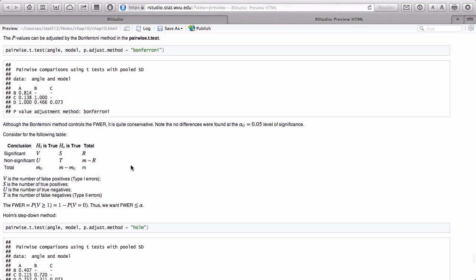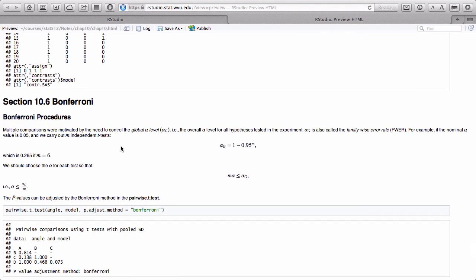What Bonferroni simply does is this: if I want alpha sub g, the global, to be controlled at say 0.05, and I'm doing m tests, I'm going to take each test to be alpha sub g, the global one, divided by m. And as an approximation, in general, if you just did 0.05 on all your 6 tests or whatever, then alpha sub g would be 1 minus 0.95 to the m.